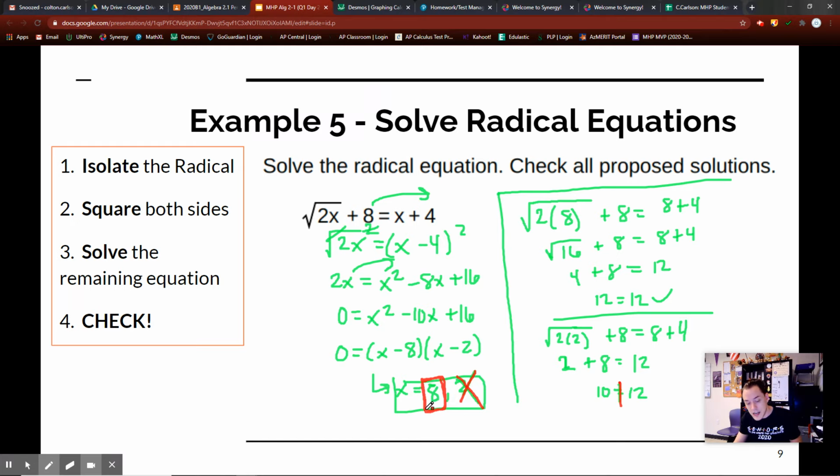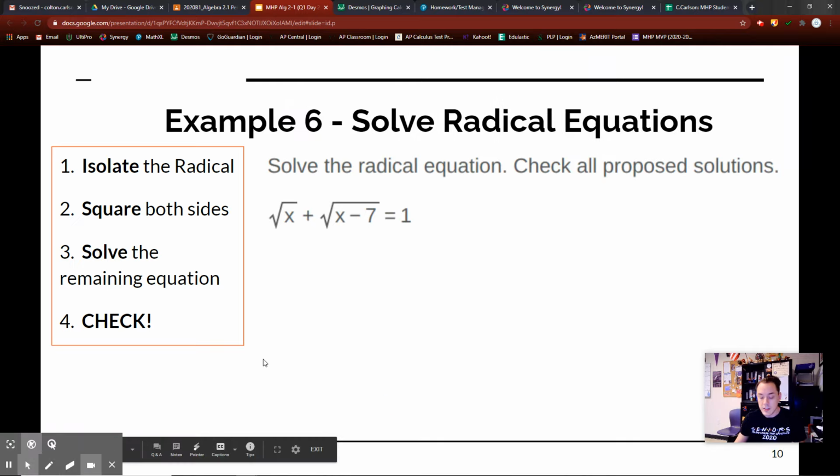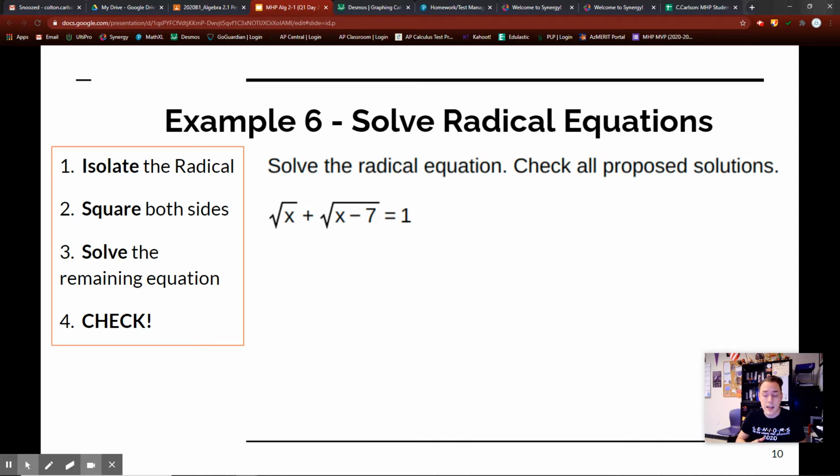Solid. We're going to town on these. Let's go through a couple more. I think maybe just one more, and then we will be solid. So this one is a little bit trickier. You will see something like this on the homework quiz. What makes it tricky is because you have two radicals. However, we still want to solve it like normal, so I'm going to teach you how to do that.